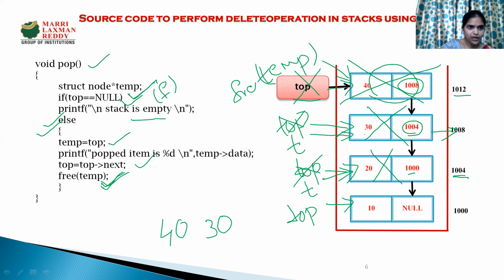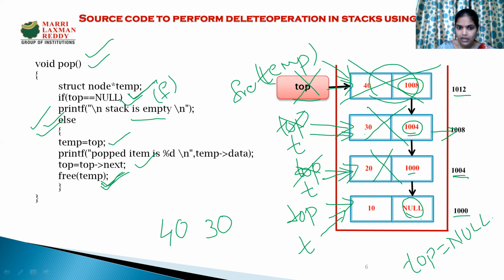Now again, if I perform a pop operation, is top equal to null? No, in top 1000 is present. So I go to the else part again. Again, I'm assigning this to temp. Now top is moved to top next. What is present in top next? Null. So top equals null. Now I am freeing up this temp, that is this node. So this node gets deleted.